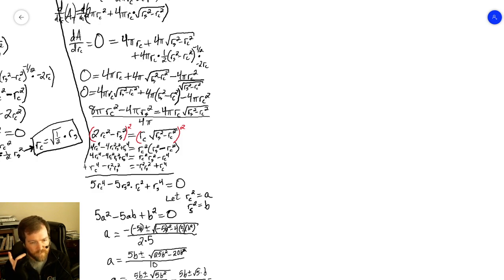And yet 5 plus or minus root 5 is not getting me these. So, oh, the 10 wasn't underneath the square root. Man. Is that going to do it? Yep, that's going to do it.